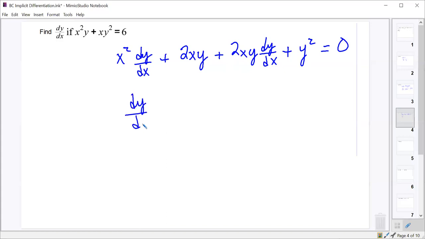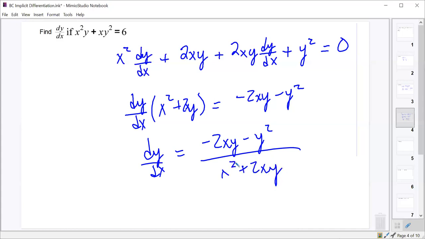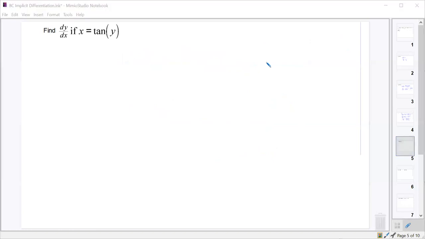So that leaves us with dy dx times x squared plus 2xy is equal to negative 2xy minus y squared, or dy dx is negative 2xy minus y squared over x squared plus 2xy. Good or no? All right.